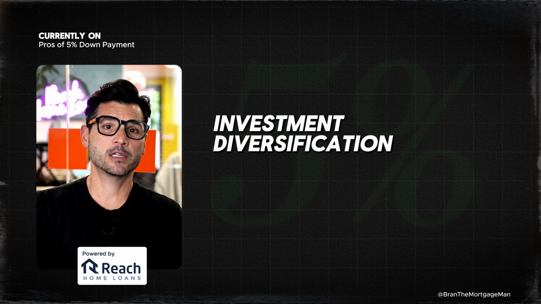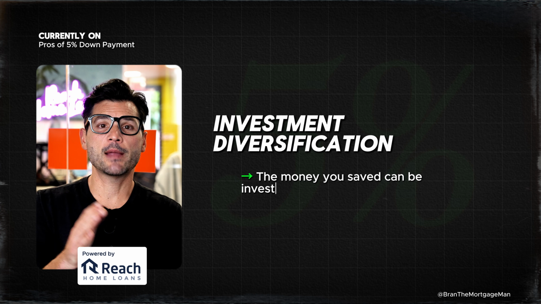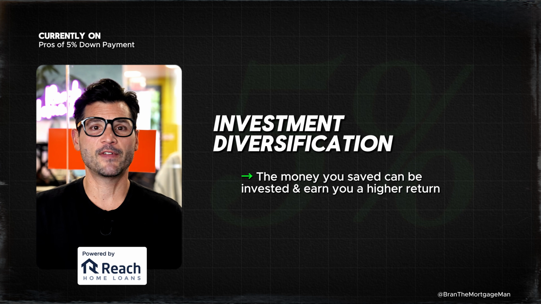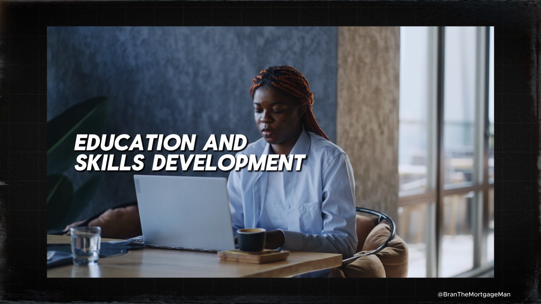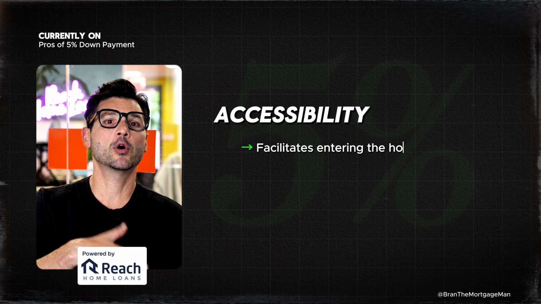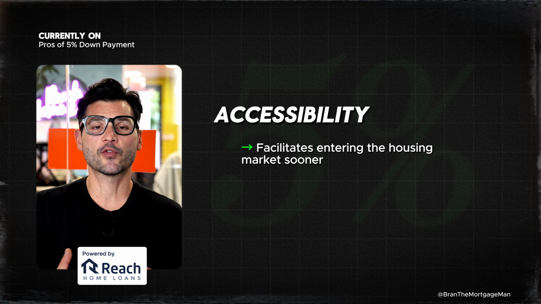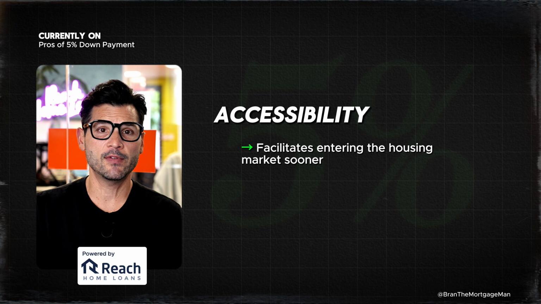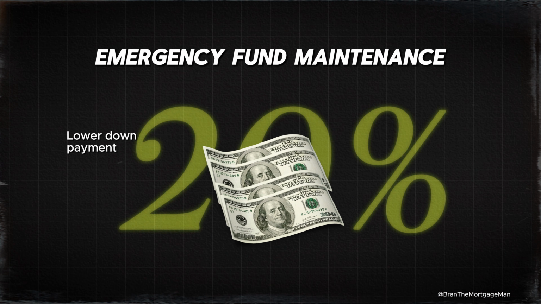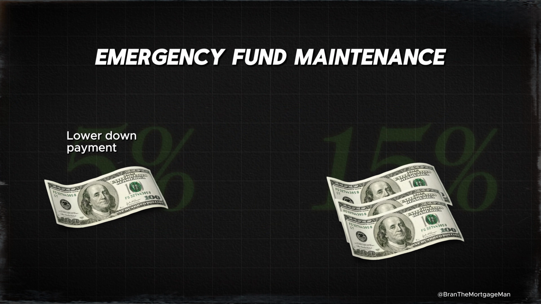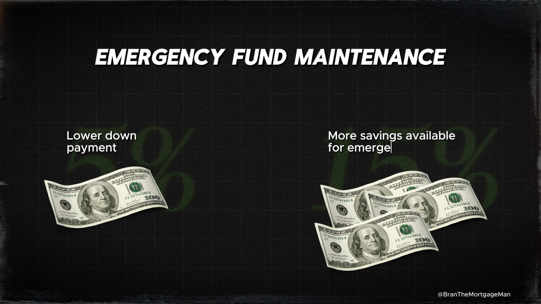You can have investment diversification. The money you save by not putting down 20% can actually be invested in other areas, which potentially earn you a higher return than it would if you were to put it into the property. There's more accessibility when you can put less money down because it enables first-time home buyers or anyone with limited savings to enter the housing market sooner than they would be able to if they had to try to save up 20%. You also would have emergency fund maintenance. So let's say you do have enough money to put 20% down, but you opt not to. Well, by saving on the down payment, you can retain more of your savings for emergencies.